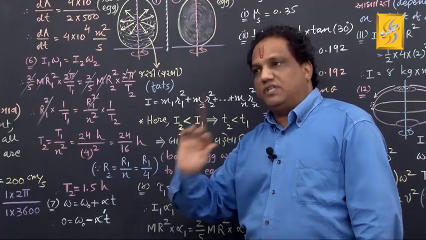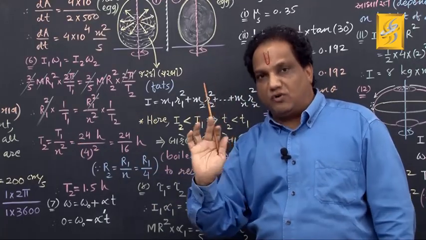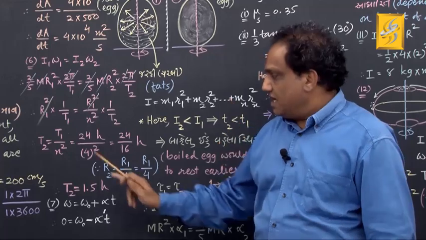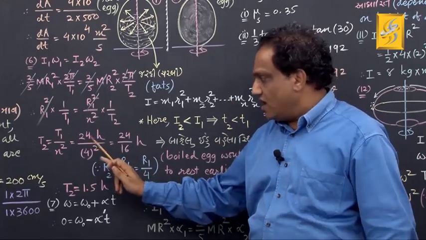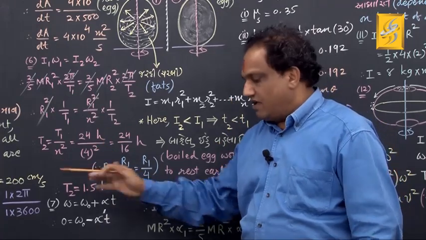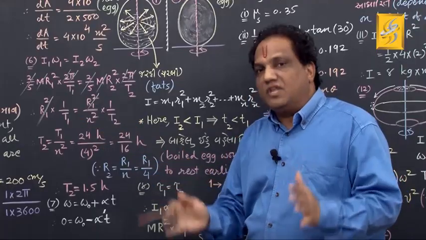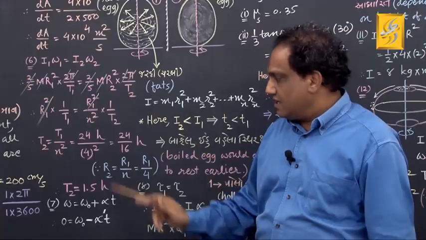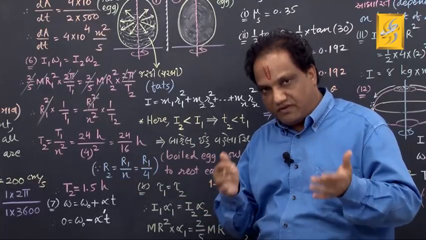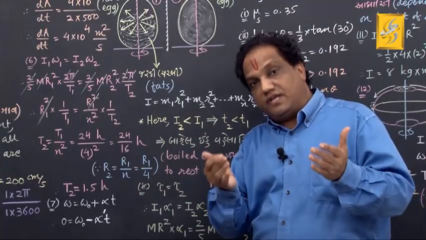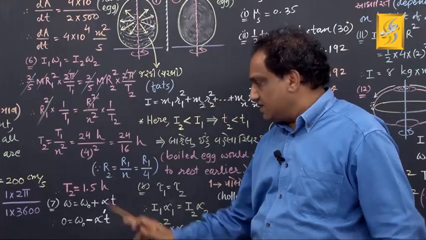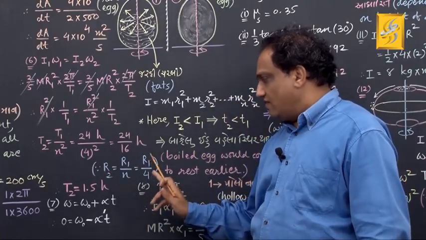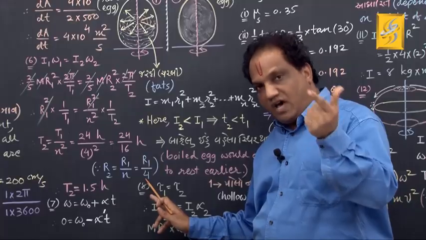At present, what is the time taken by Earth to complete one rotation about its own axis? It is 1 day, that is 24 hours. Correct? And now, because of shrinkage of Earth, if its radius decreases to half of the initial radius, here they have given fourth part. If the radius decreases to the fourth part of the initial radius, you can write R2 equals R1 upon 4.